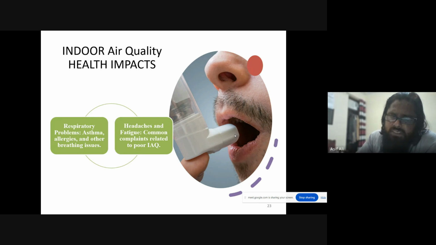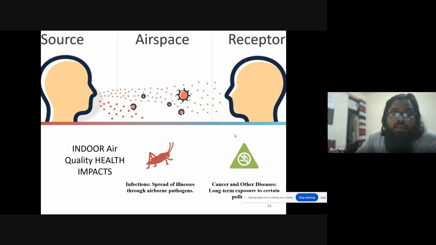And the problems mostly due to the air quality are lung problems. They may be asthma, allergies, breathing issues, headache, fatigue. So it is sometimes due to the indoor air quality. And obviously, it has become more important after COVID-19, because the germs move from one person to another person. So it has become important, the indoor air quality, during COVID and after COVID also, for any kind of epidemic.